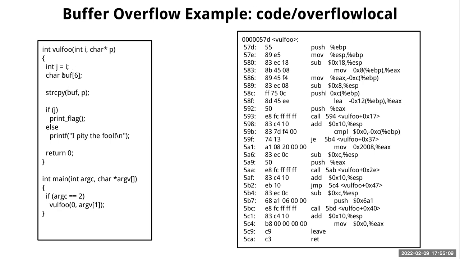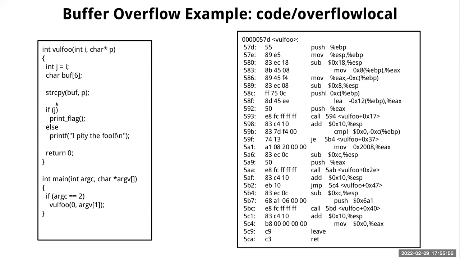Then there's a local variable j. We assign this zero to j. Then there is a buffer. In the C code, the buffer is 6 bytes, as you can see. Then we do a string copy from whatever you are giving in P to the buffer. So remember, this pointer P is controlled by the user. The user will input something. This is the second command line argument. Whatever the user inputs will be copied into the buffer. So what could happen here? The user could input much more than 6 bytes, right? So that is where the buffer overflow comes from.